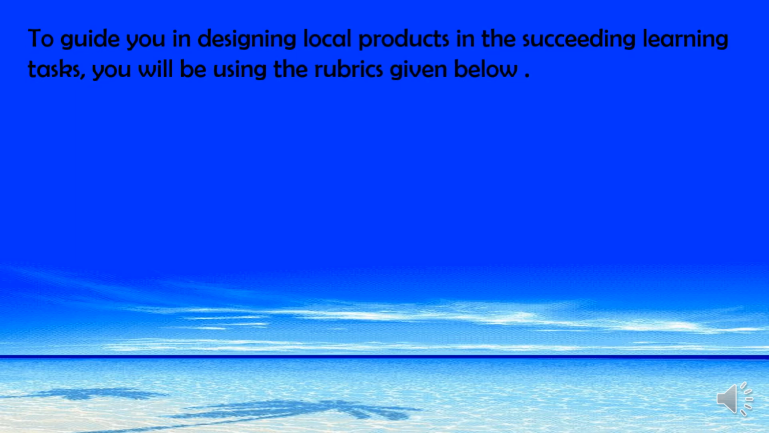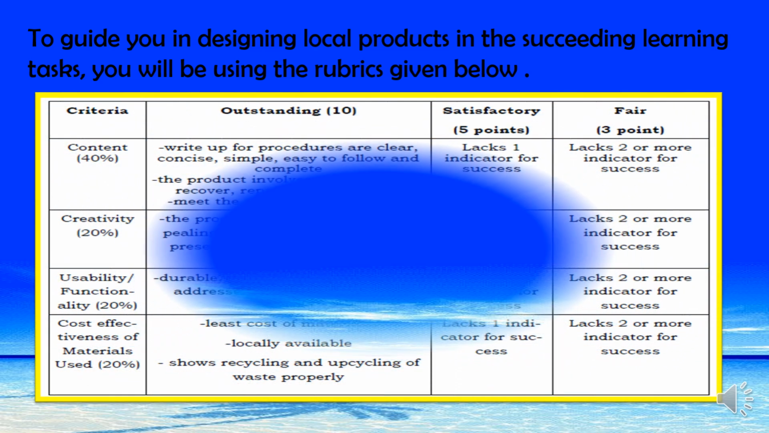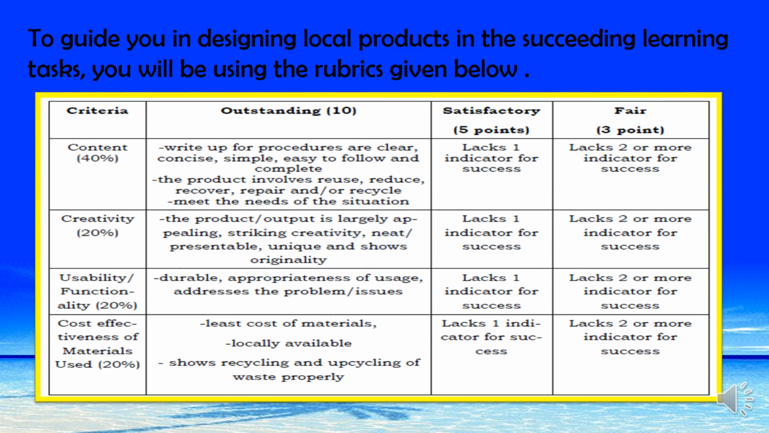To guide you in designing local products in the succeeding learning task, you will be using the rubrics given below. So we have the following criteria: content 40%, creativity 20%, usability and functionality 20%, cost effectiveness of materials used 20%, for a total of 100%.